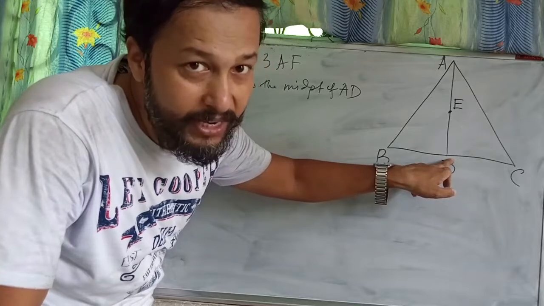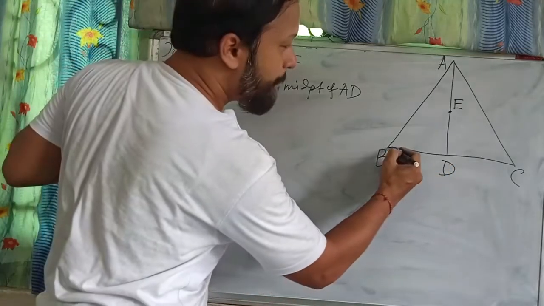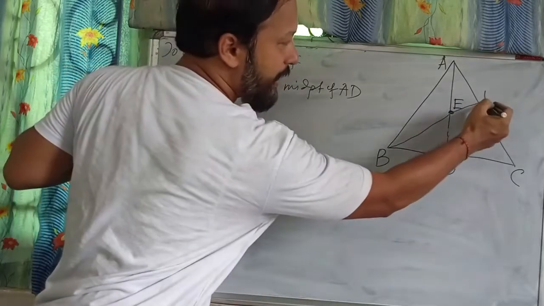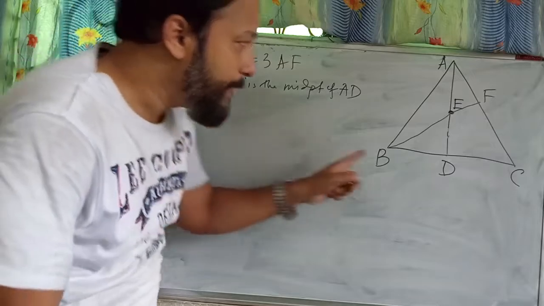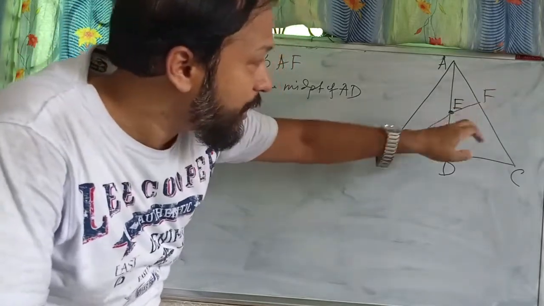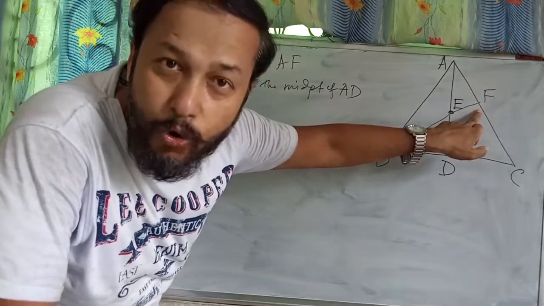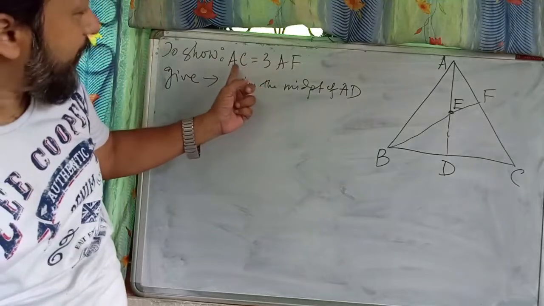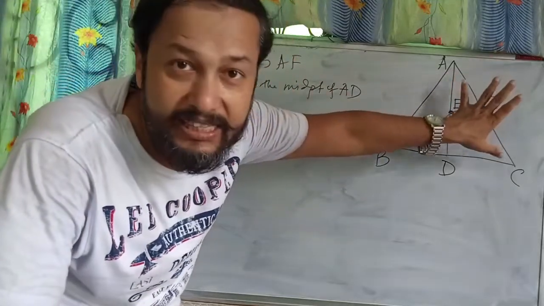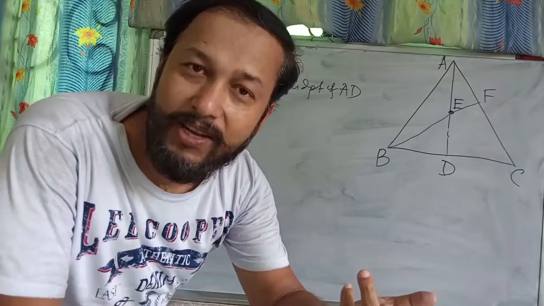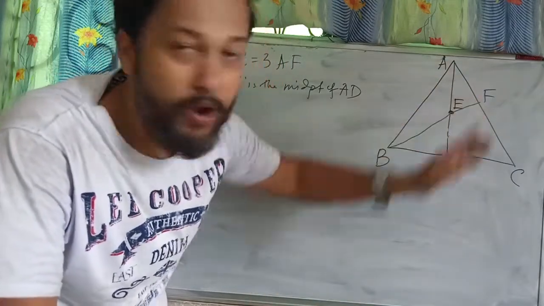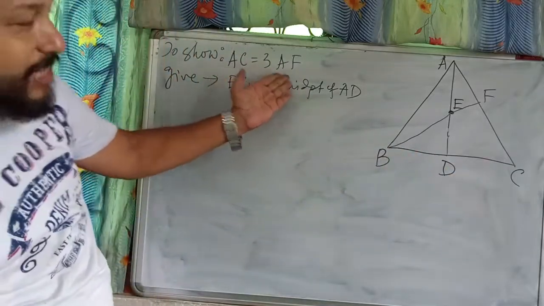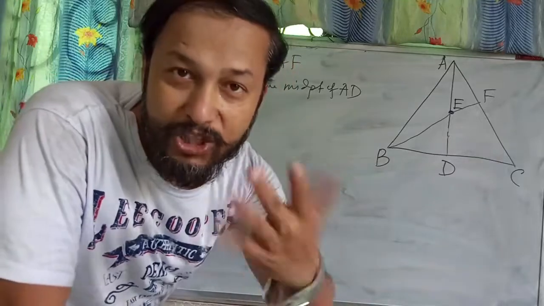Now we are joining BE and producing it to intersect AC at F. We have to show that AC equals 3AF, that is, AC is 3 times AF. Understood? But from this figure it is not possible to show this.